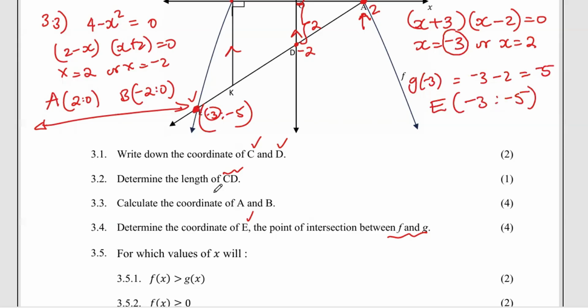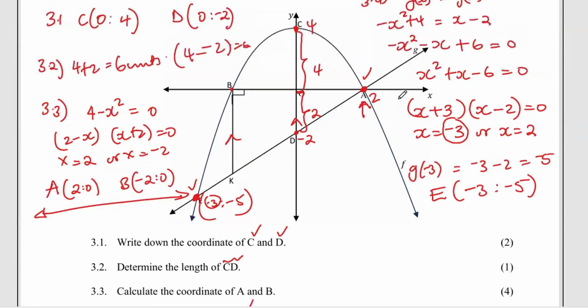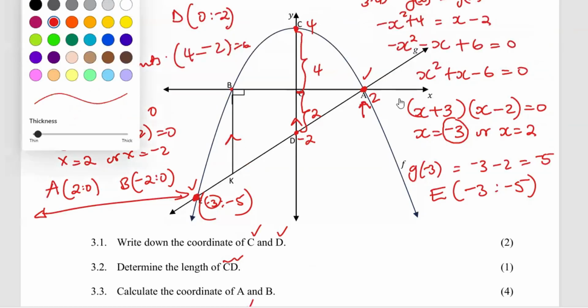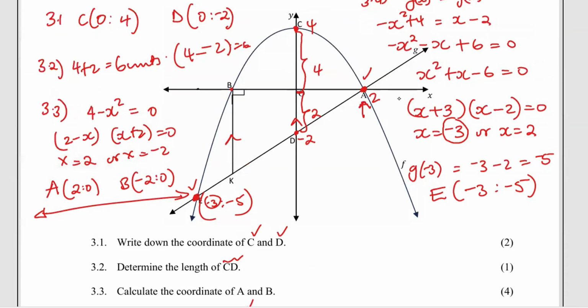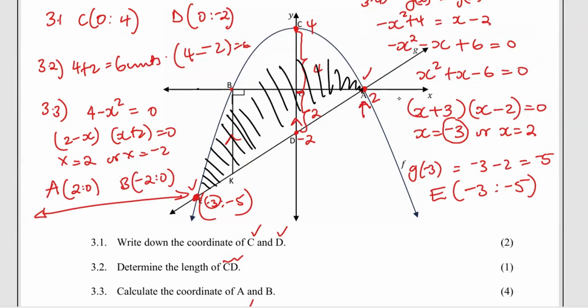Okay, so where do we find f to be greater than g? So let's go up and see. Where is f greater than g? In other words, where do we see f to be above g? So you see, around this area, all this area, the graph of f is on top of g, okay? So we know that the x value here is negative 3.